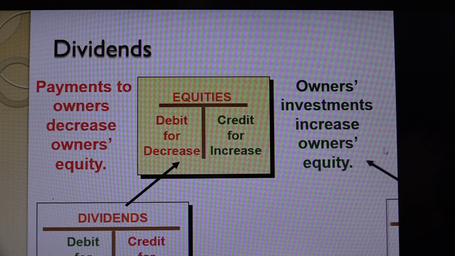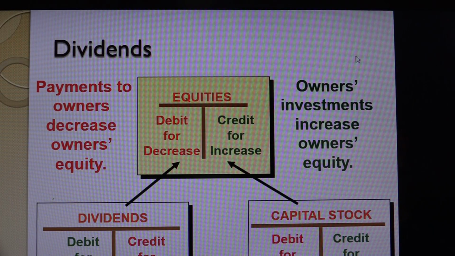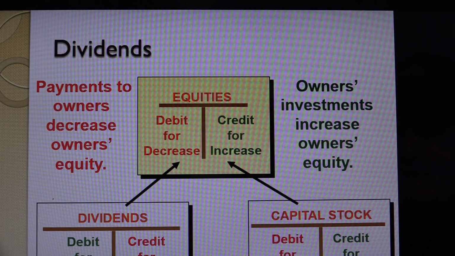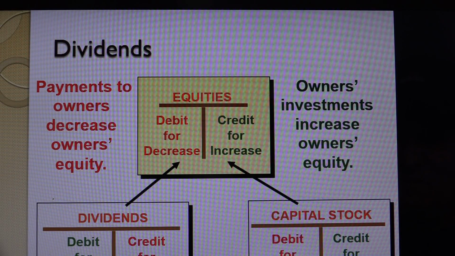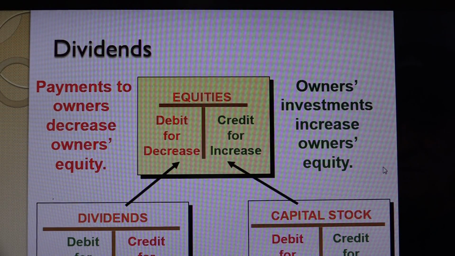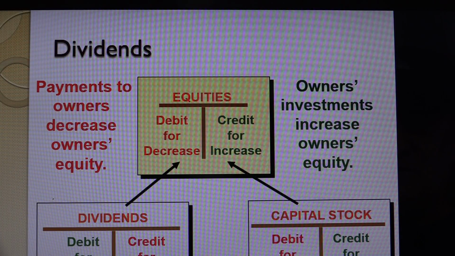And then, of course, as I mentioned before, dividends decrease owner's equity, so you're going to debit dividends for an increase to it. And I'm not sure when you would decrease dividends. Once they've gone out, they've gone out. And then capital stock, usually what that is going to be is an increase, because capital stock increases owner's equity.